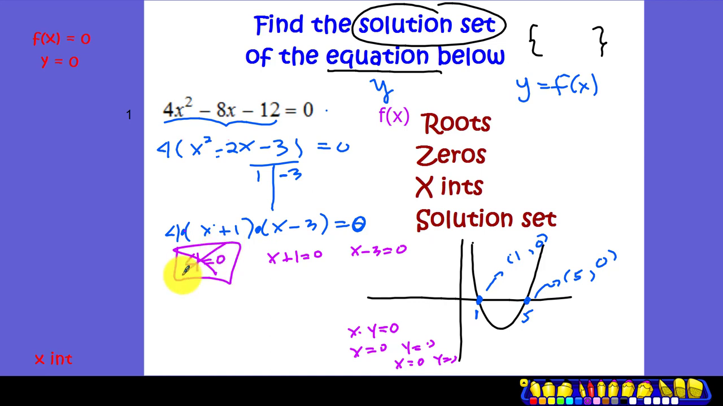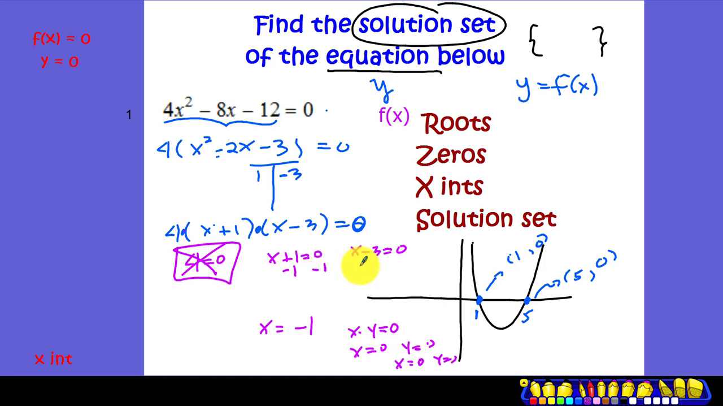What about here? x plus 1 equals 0. When will this x plus 1 be equal to 0? If x is equal to what? Negative 1. How do I get my negative 1? You just want to isolate your x. So subtract 1 both sides. Okay. So this will cancel out. So 0 minus 1 will be equal to negative 1.